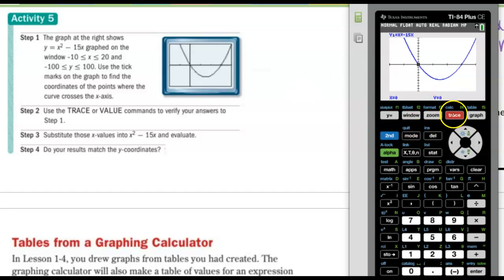Let's do that again. Second calc value. It looks like 5, 10, 15. Let's plug in 15 and see what they give us. Yep. When I plug in 15, I get 0.